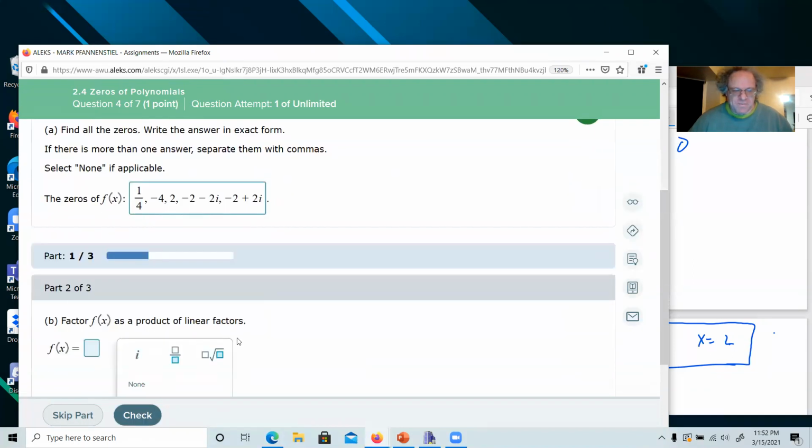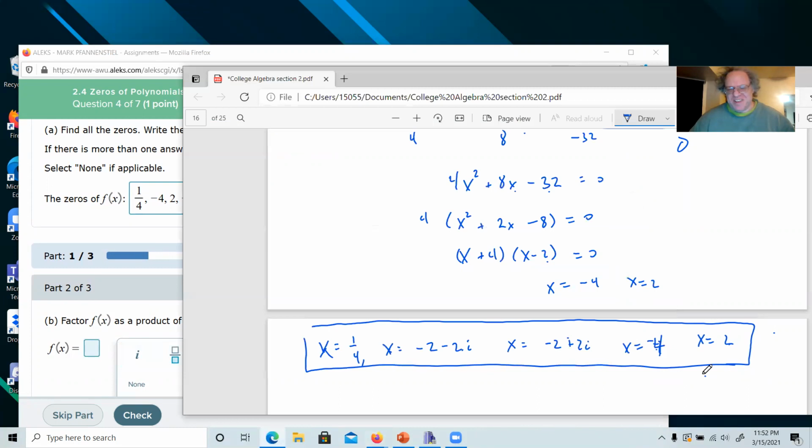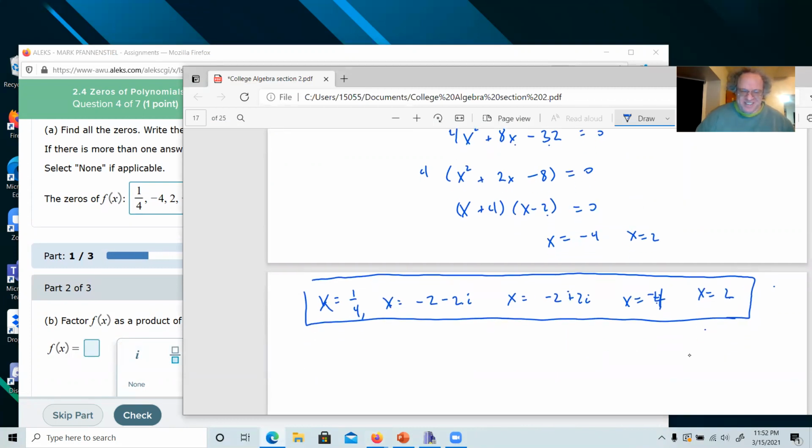All right. Write them as a product of linear factors. I don't want to. All right. What do I mean by product of linear factors? This means this is x minus 1/4. This might be, right, 4x minus 1. I don't know exactly how they're going to want it right now, but either way, right? These are pretty easy, right? This is x plus 4. This is x minus 2.